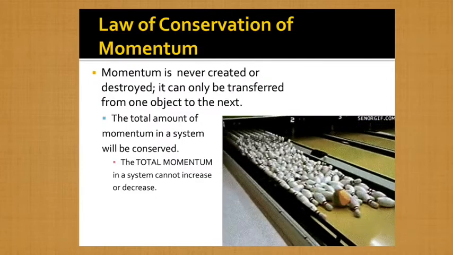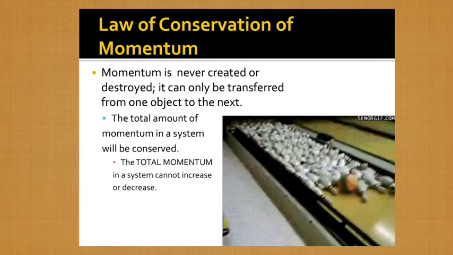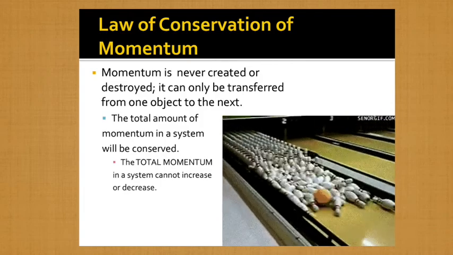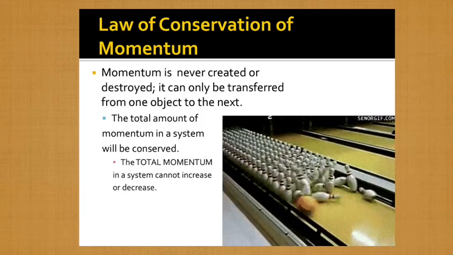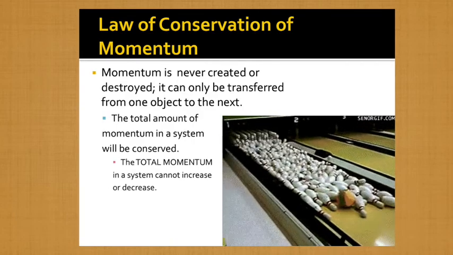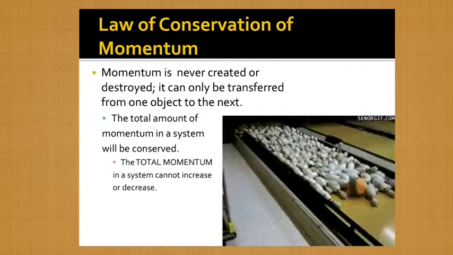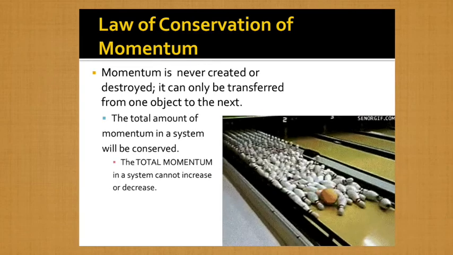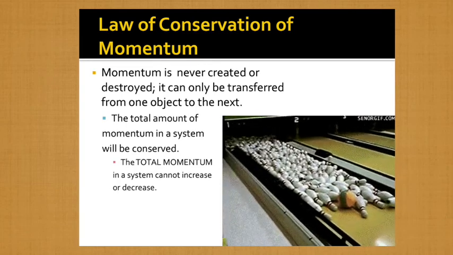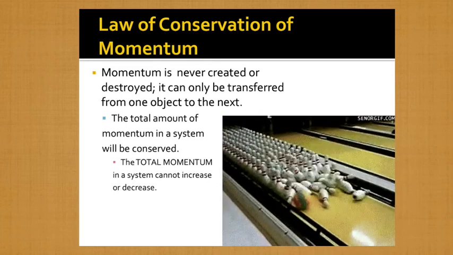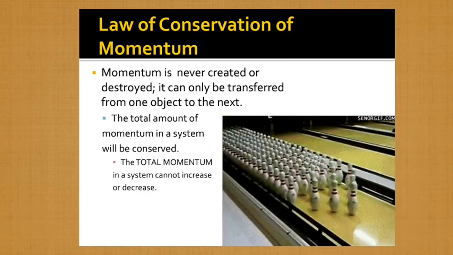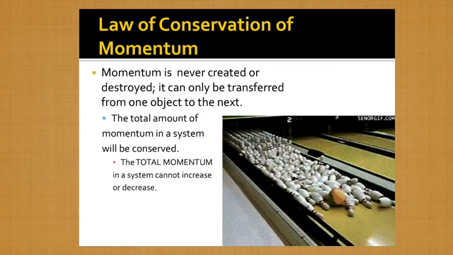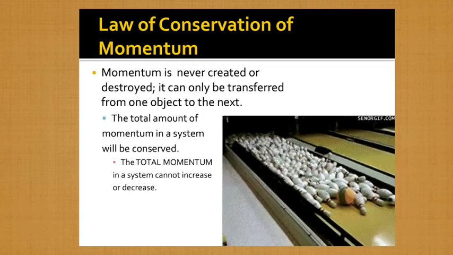Another important aspect of this topic is the law of conservation of momentum. The law of conservation of momentum states that momentum can neither be created nor destroyed. It can only be transferred from one object to the next. This means that the total amount of momentum in a system will never increase or decrease. The total amount will always be conserved. This also applies anytime two or more objects collide.